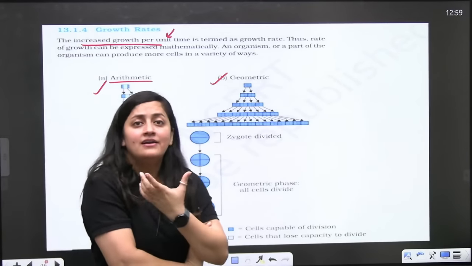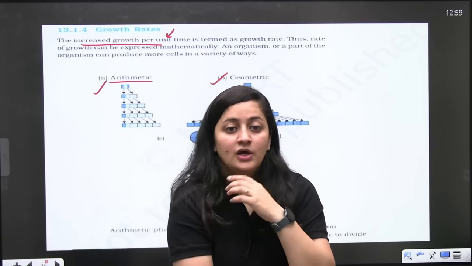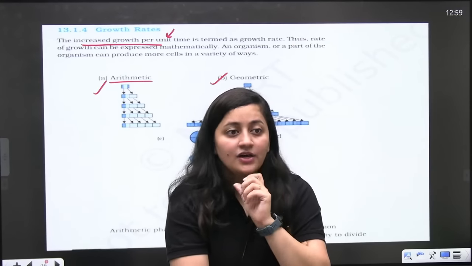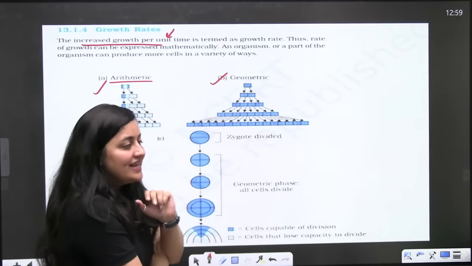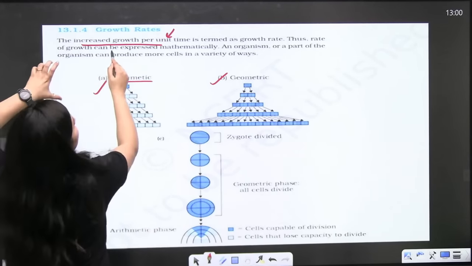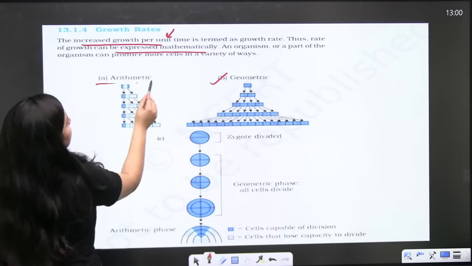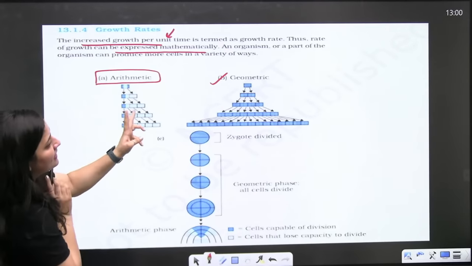Whenever we use the word rate, we specify it with the time. Growth rate is the word. So increased growth per unit time is termed as growth rate. So the rate of growth can be expressed mathematically. So you see here, we have two things here. One is arithmetic, another is geometric.